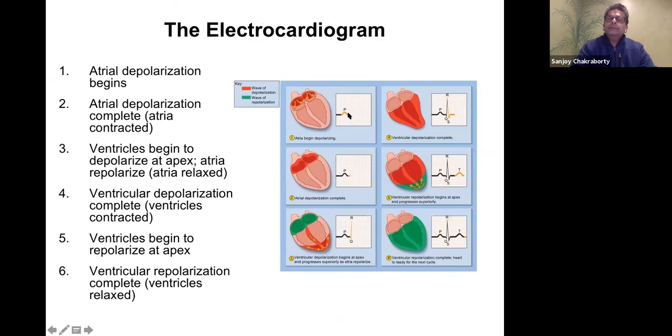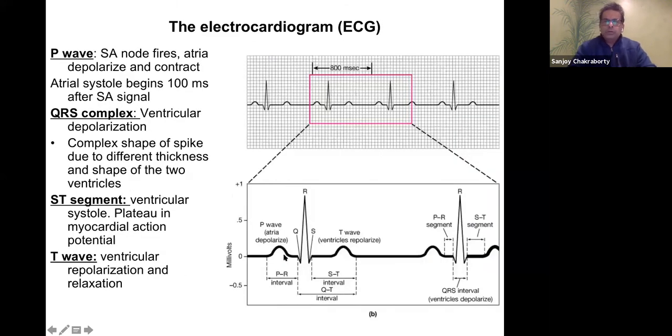And then when the signal is going through the ventricle, then the QRS complex is generated. So this is very important to understand. So the P wave is when the atria depolarize.